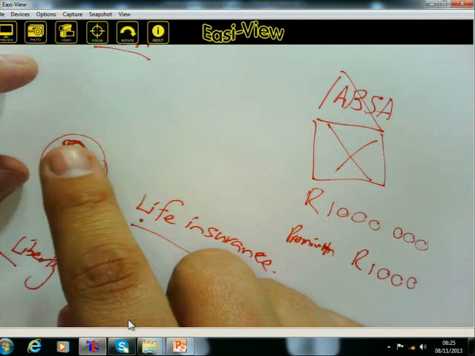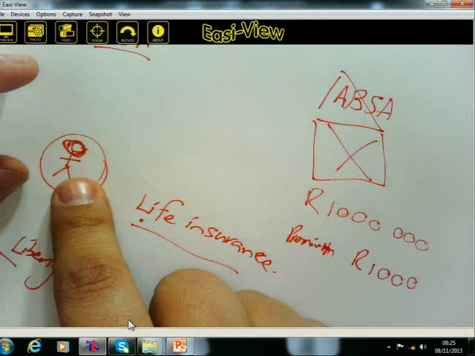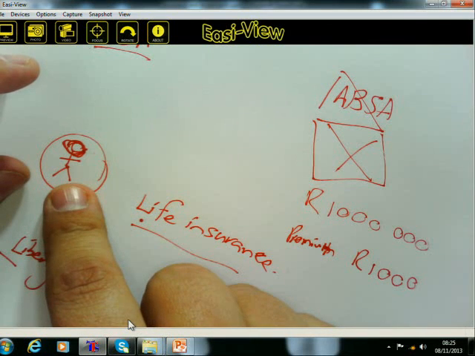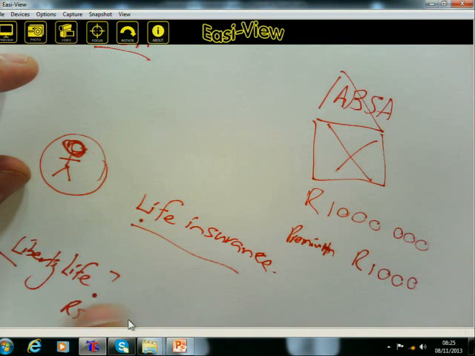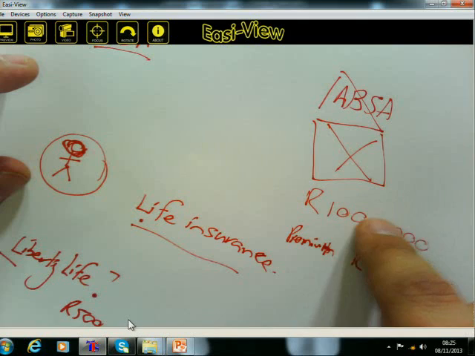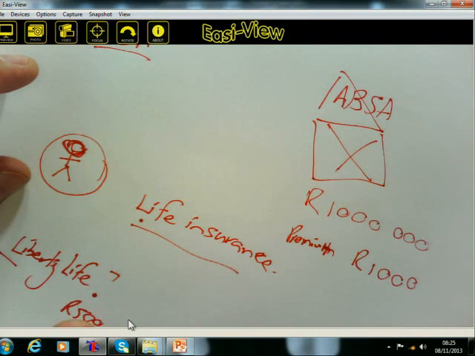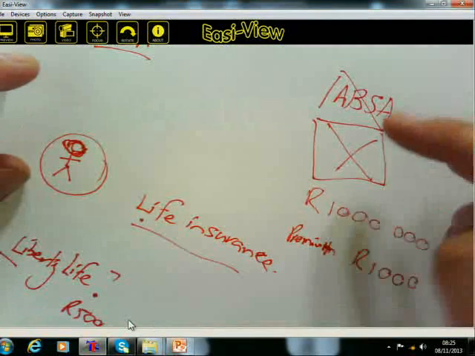What your age is, what your health looks like. There are so many things that they take into consideration. And Liberty Life will say, okay, we will cover you for R1 million, but you only have to pay 500 rand. But now, here's the problem.